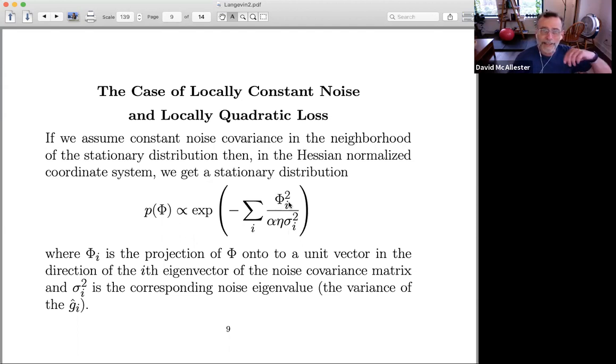And that analysis that I just gave, in that case where you've got an isotropic, nice identity covariance loss function, produces this distribution, which is again not a Gibbs distribution because it's got a different temperature parameter in each dimension that depends on the noise. So this expression is quite general, but it's not Gibbs.